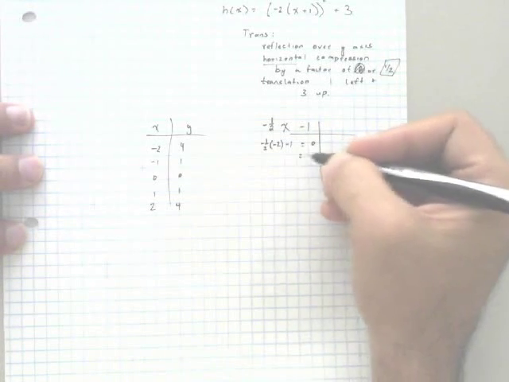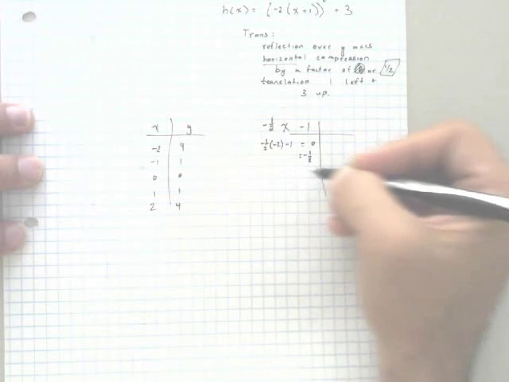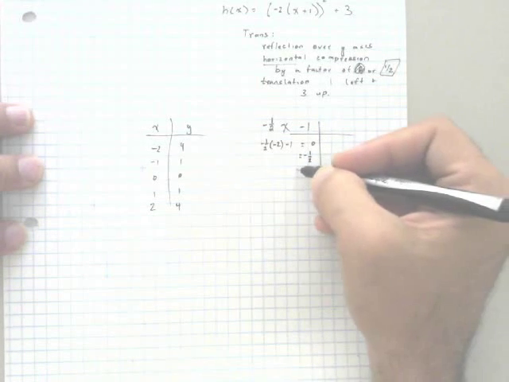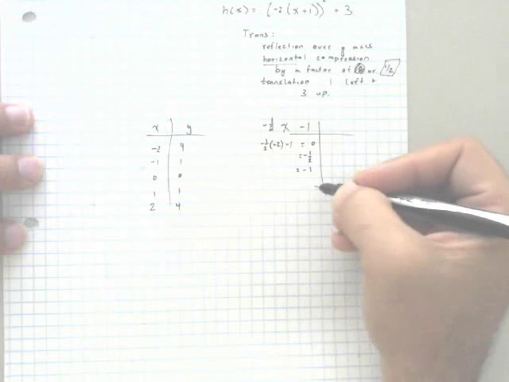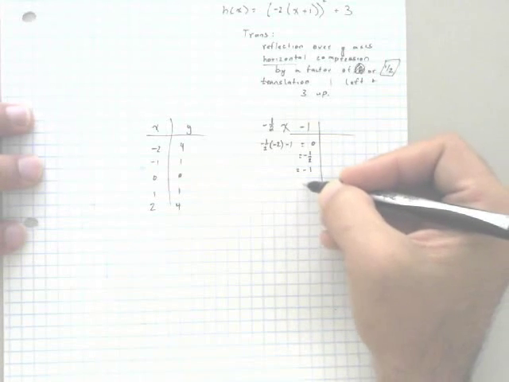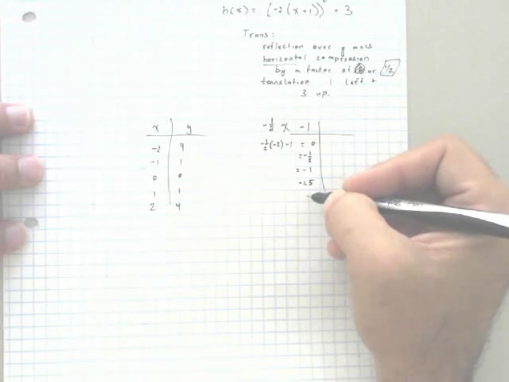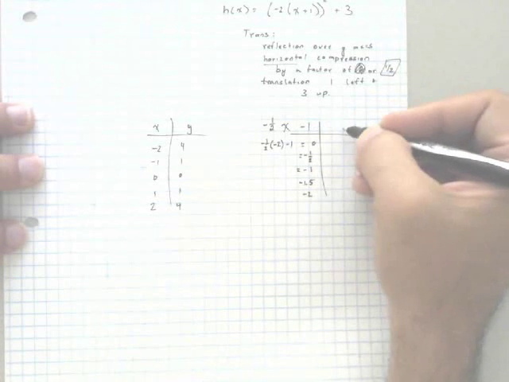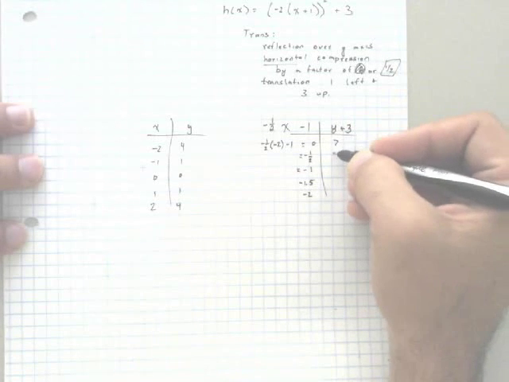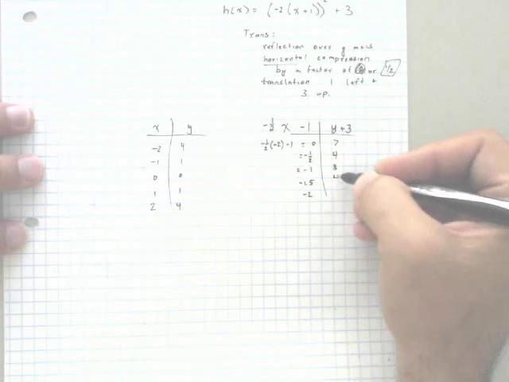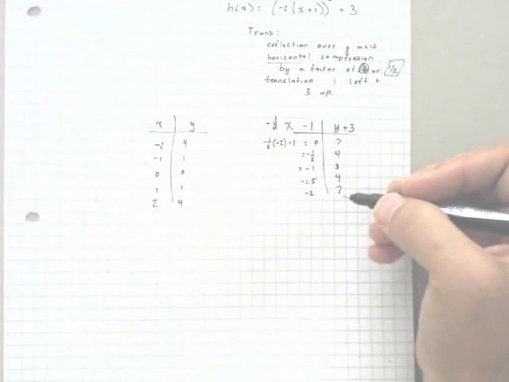The same thing for my -1. Well, that's going to give me -1/2. The same thing for my old 0, which is going to give me -1. My old 1 is going to give me -1.5, and my old 2 is going to give me -2. My y values are going to be the y's plus 3. So 7, 4, 3, 4, 7.